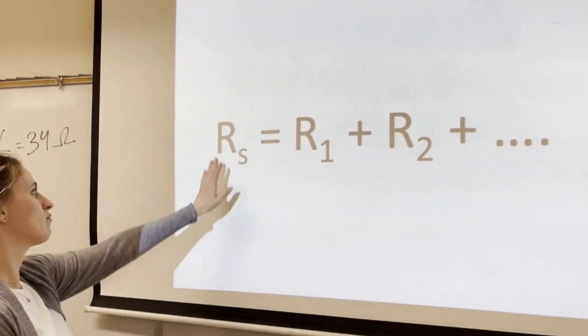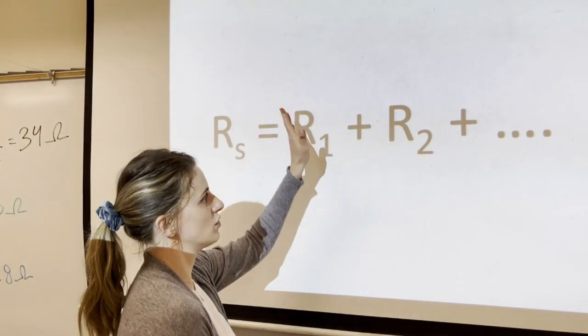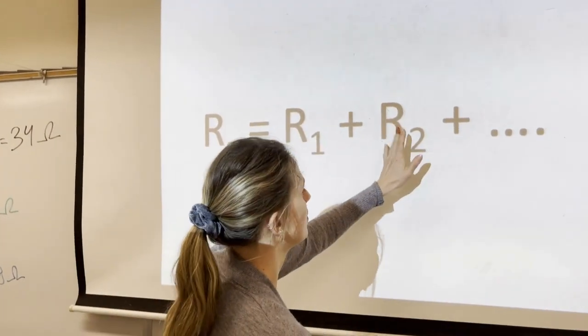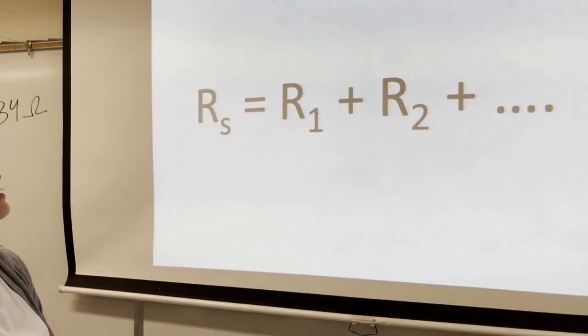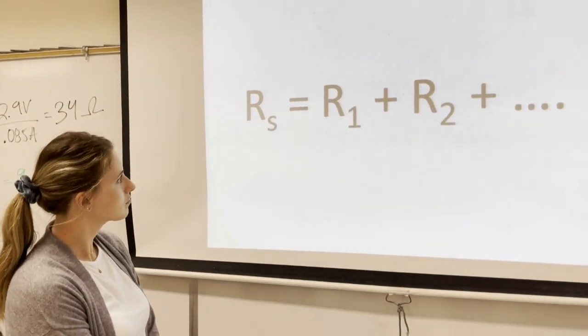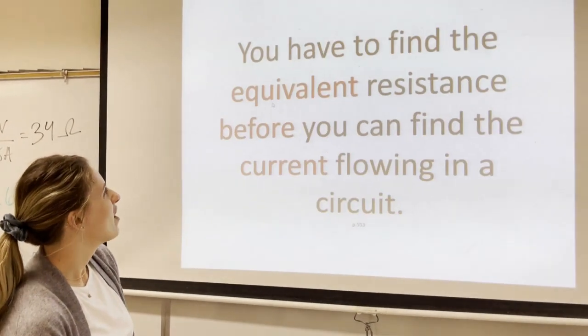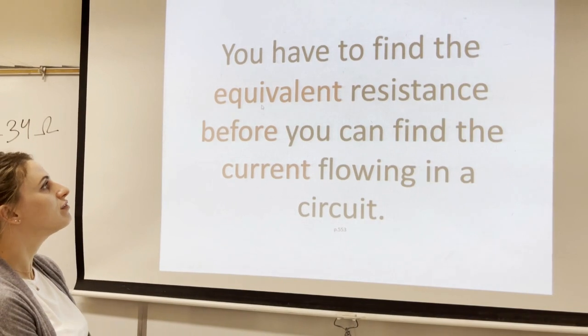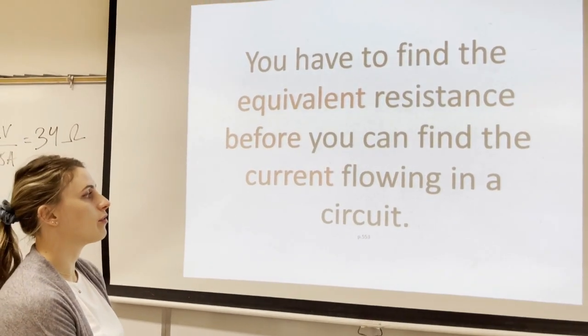The resistance in a series circuit is going to be equal to the first resistor plus the second resistor. That's called the equivalent resistance, like the equivalent battery, what the battery experiences. And the battery's stupid. It doesn't know what's connected up there. So you have to find the equivalent resistance before you can find the current flowing in a circuit.